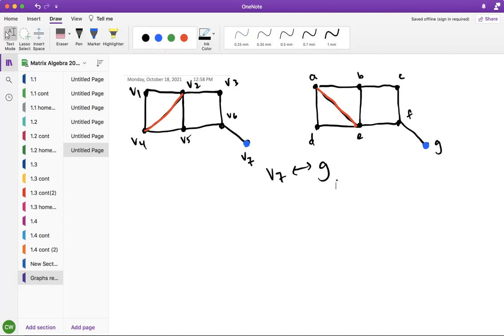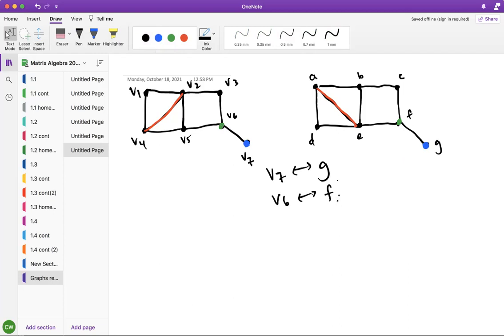So based on that, since it's only connected to one other vertex, the thing it's connected to must be equivalent if this is isomorphic. So V6 must be connected to F.